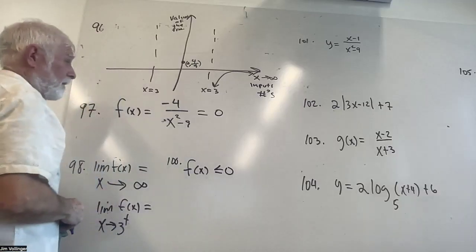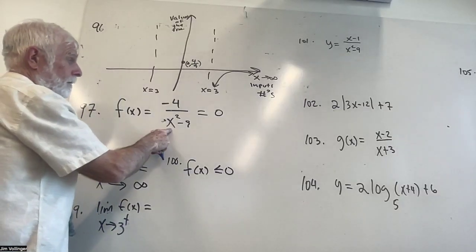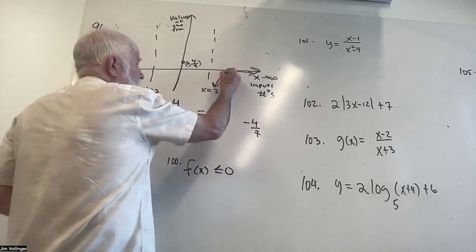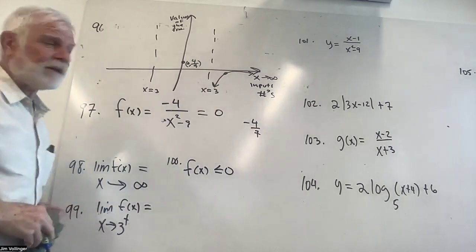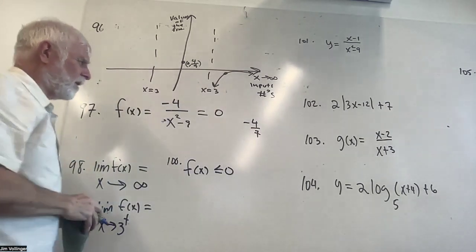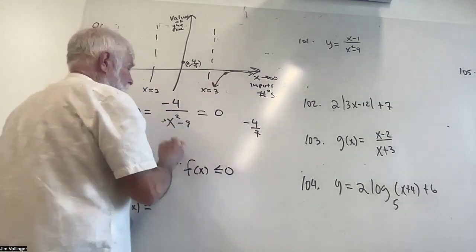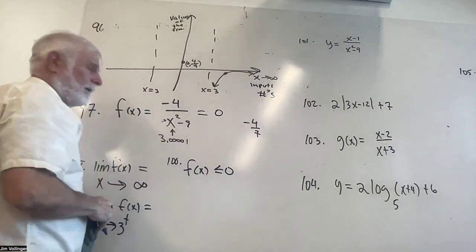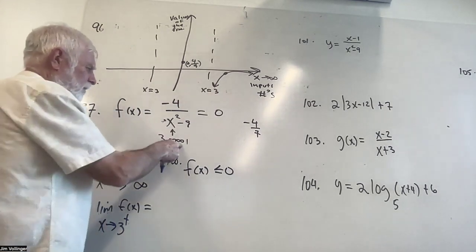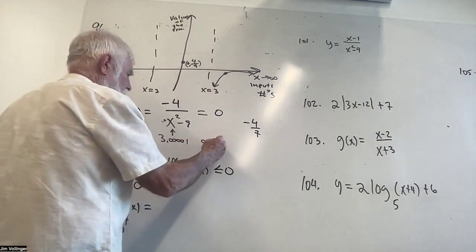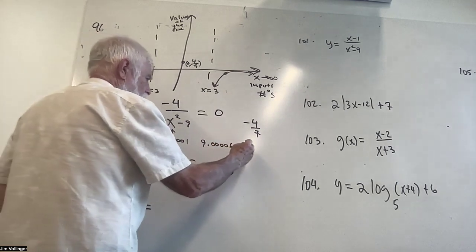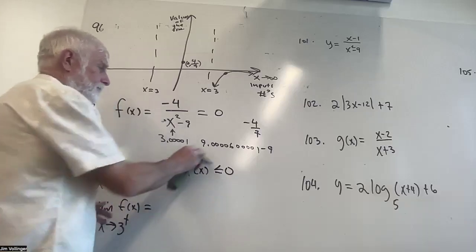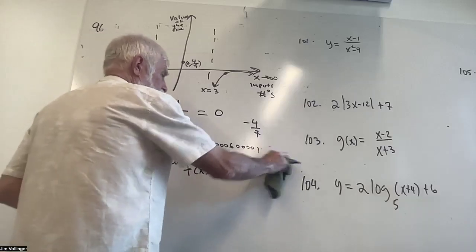Now you could verify it by maybe putting a 4 in. 16 minus 9, minus 4/7. Okay. Yeah, a little further below the x-axis. And if you really want to see what's going on here, put 3.01 in there and square it. And you know what you get when you do that. You get 9.0601 minus 9. You get a number like that.